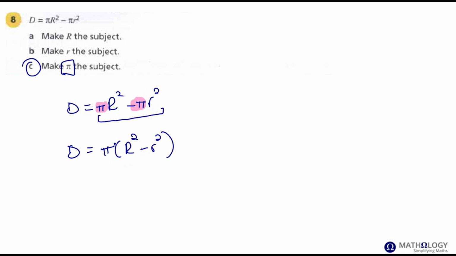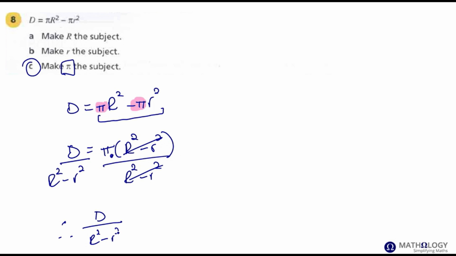Now to get pi on its own, because pi is multiplied by (R squared minus r squared), we're going to divide by uppercase R squared minus lowercase r squared. What you do to the one side, you must do to the other side. So therefore, D divided by (uppercase R squared minus lowercase r squared) equals pi. And pi is now the subject of the formula.